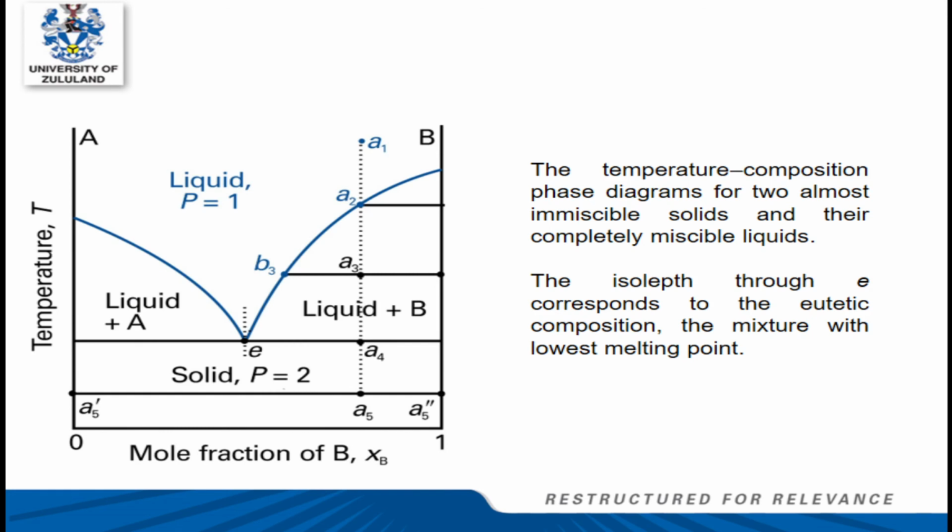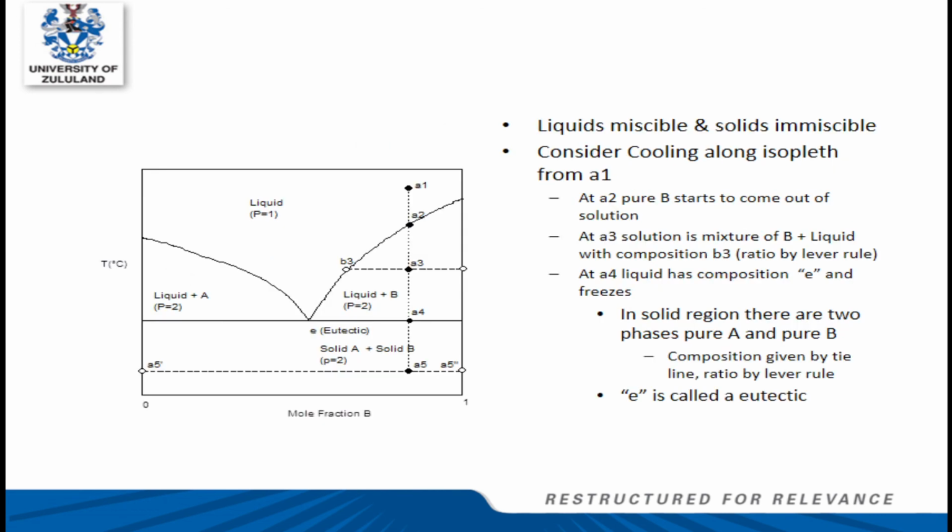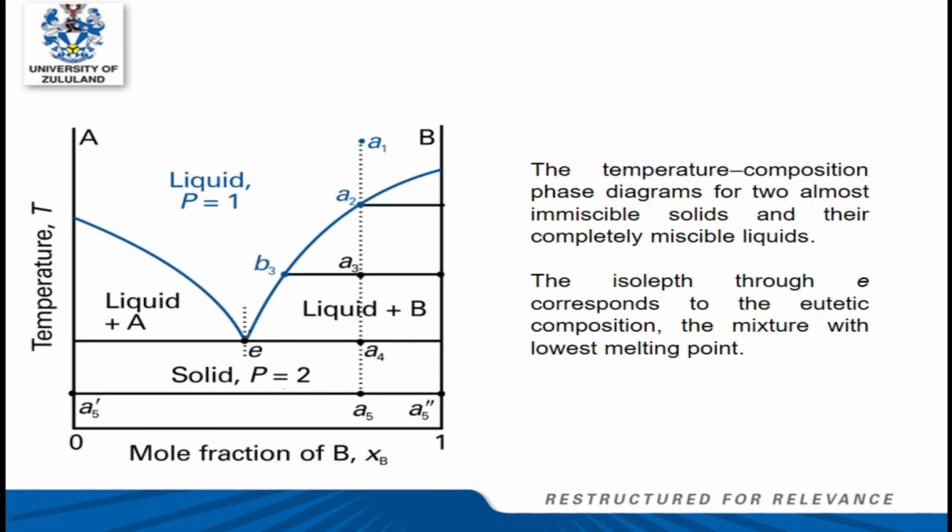In the case of the liquid solid phase diagram, we can have two different types of diagrams. One diagram is the temperature composition phase diagram for two almost immiscible solids and completely miscible liquids. This is how the phase diagram looks like. You can go through your textbook and read about this particular diagram. I think this diagram is trying to explain what is going to happen at various points.